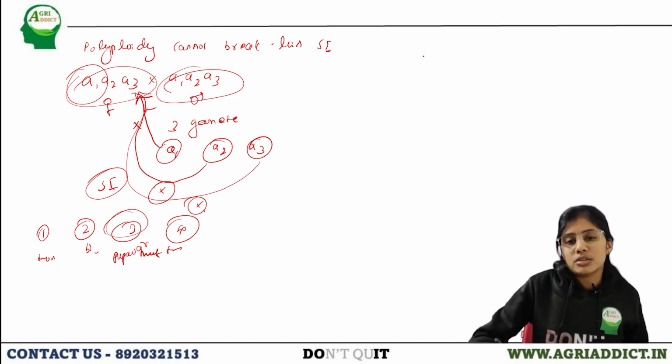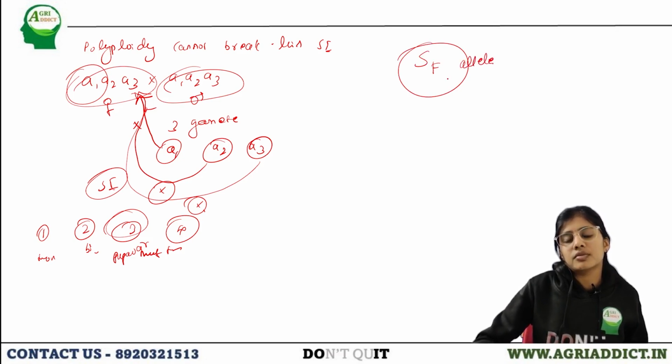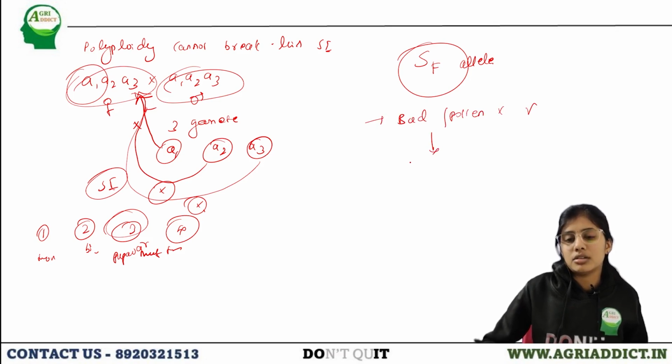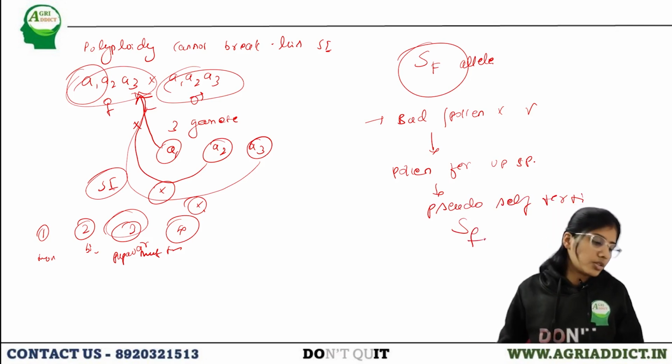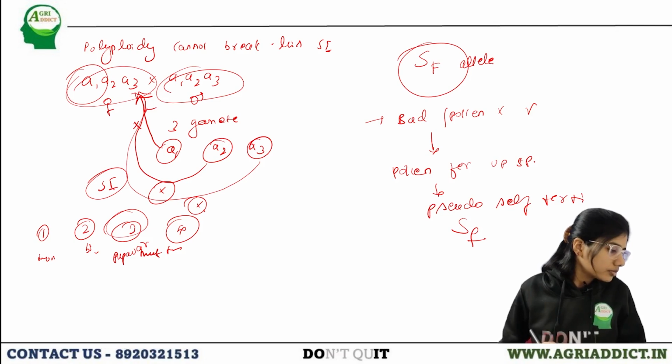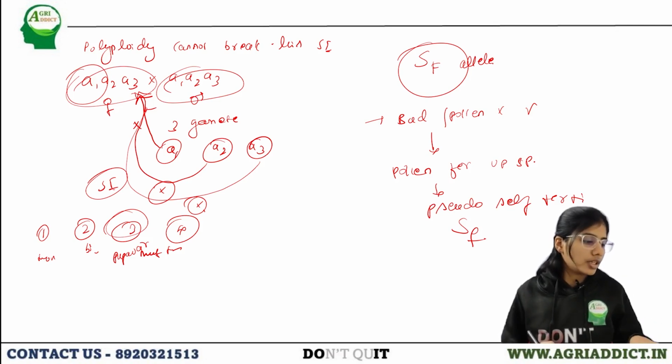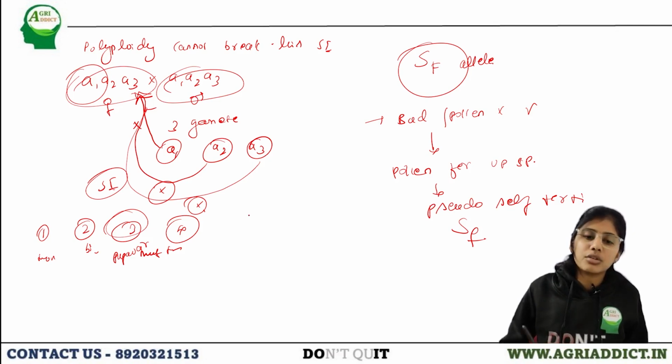And what else we can see in this? Pseudofertility. So this incompatibility is controlled by SF allele. So if we irradiate the bud or a pollen with X-ray or gamma ray, the pollen is able to affect the fertilization upon self-pollination. This is called pseudo self-fertility. It is believed that it is because of the allele SF. So this is one more thing that is there in the gametophytic self-incompatibility.